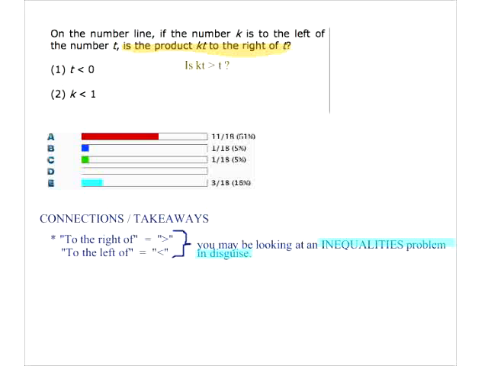Also, we're given that k is to the left of t. So given that k is less than t. Okay, what are the ways in which this can happen?